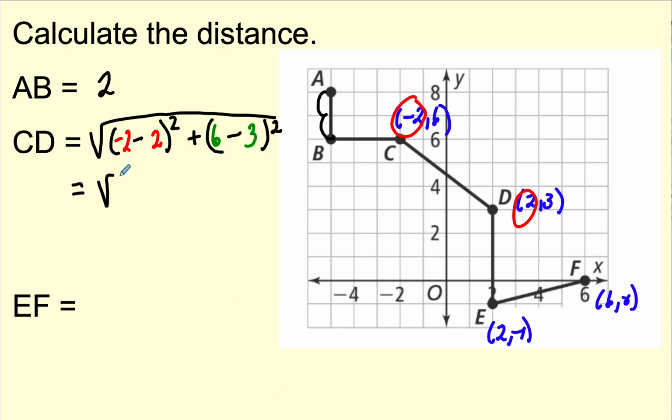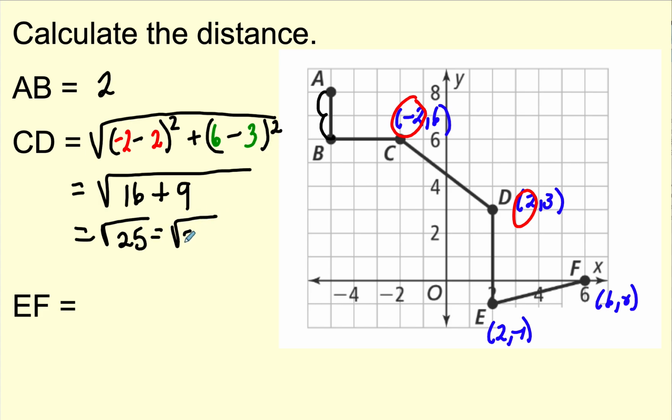And so this is now going to be -4. -4 squared is a positive answer, 16. This is going to be 3. 3 squared is 9. So this answer is square root of 25. And we know that square root of 25 is a perfect square. It's actually 5 times 5. So the answer is 5.